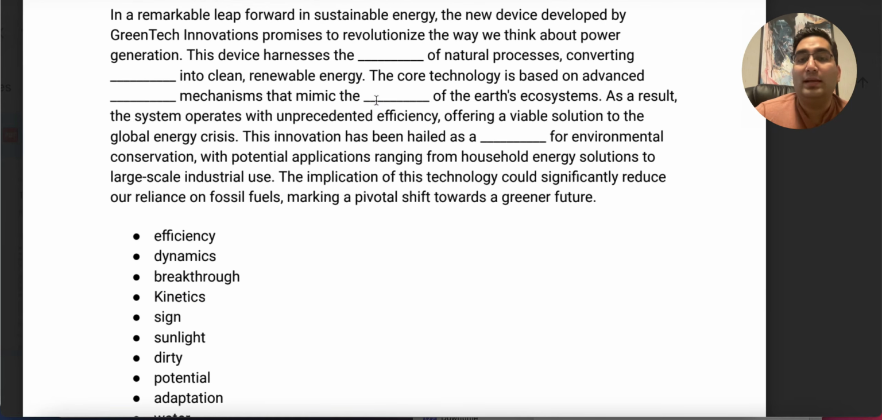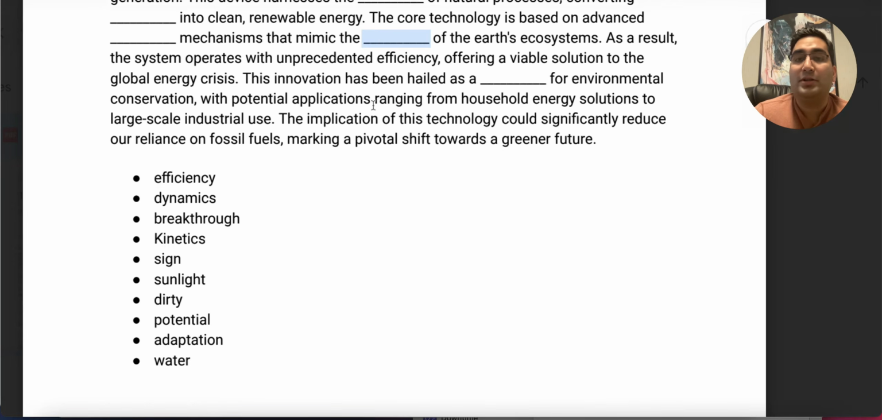Now that mimic the something of the Earth's ecosystem. Here we can actually predict a lot of things. Mimic the flow of the Earth's ecosystem, mimic the patterns of the Earth's ecosystem. Those are my predictions. And again, it mimics something. So it should be something related to the Earth's ecosystem.